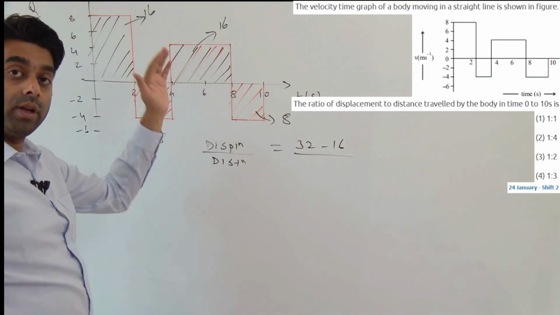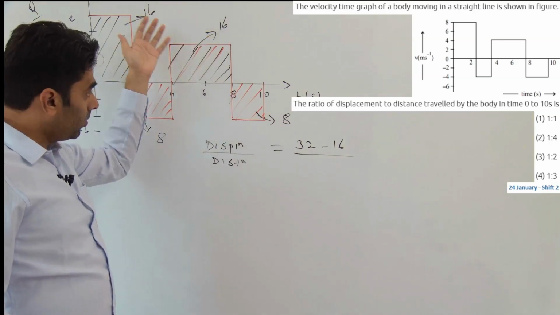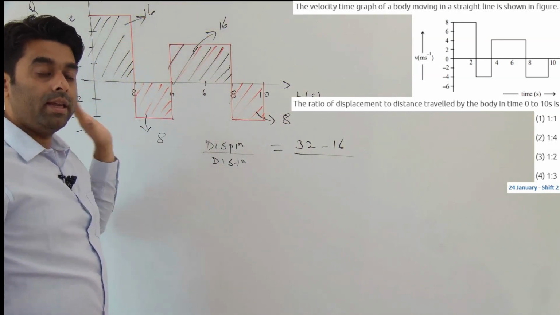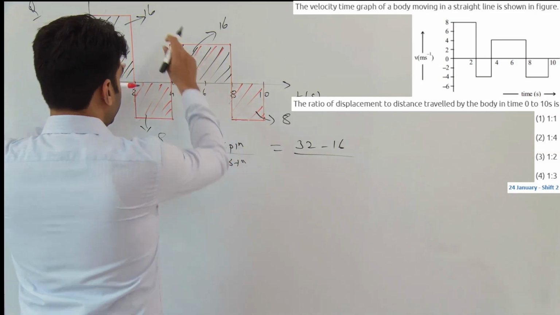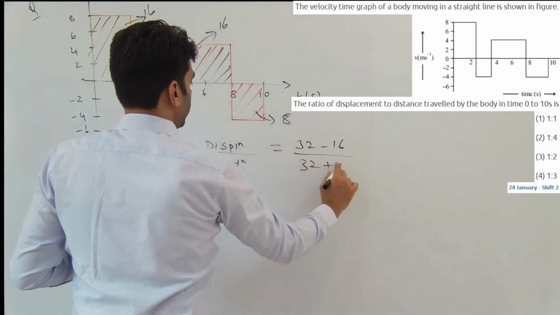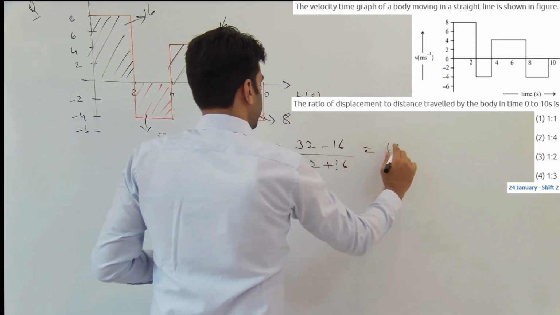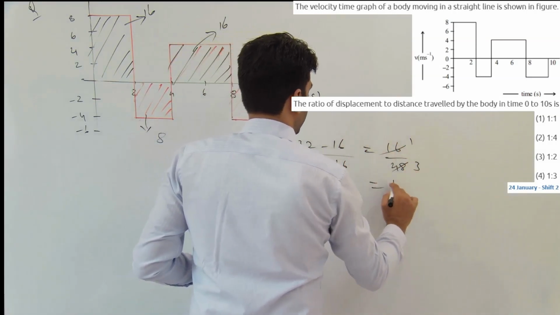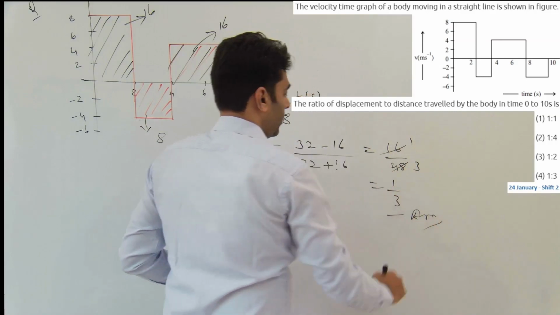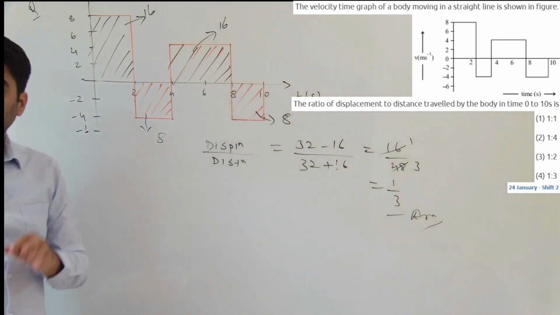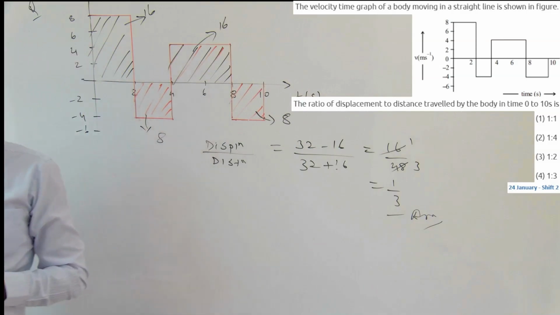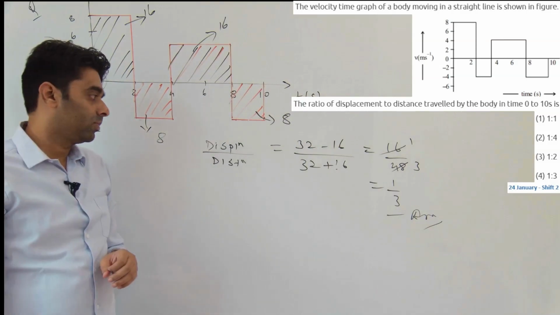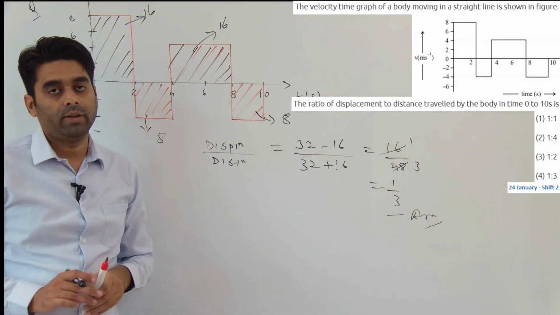Distance traveled is the total area, the area above the time axis plus the area below the time axis, right? So over here it will be 32 plus 16. So 16 by 48. It will be 1 by 3. So our answer is 1:3. Option number 4, the last option, right? Okay, let us look at the next question.